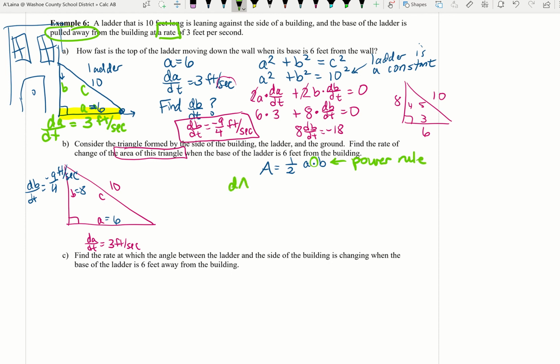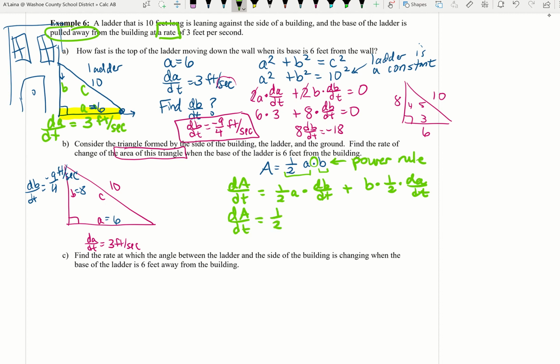So dA over dt would equal, I'm going to think of this as the first and this as the second, so I'll do the first times the derivative of the second plus the second times the derivative of the first. Notice that this is with respect to t. We are doing all of these implicitly. dA over dt is what I am solving for. So that's my unknown quantity.